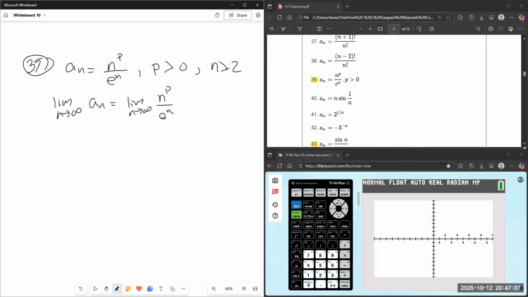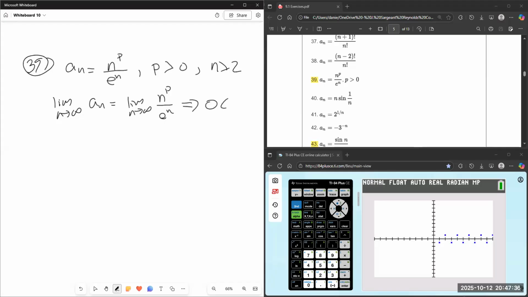So eventually, if I take enough derivatives, then the derivative of the top is going to stop going to infinity and it's going to go to a constant. But e to the n down here is always going to go towards infinity because exponentials keep coming back as exponentials with L'Hopital's rule. So because the exponential function in the denominator grows faster than the power function in the numerator, this is going to go towards 0.